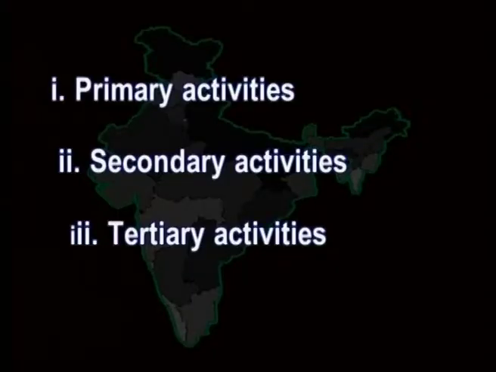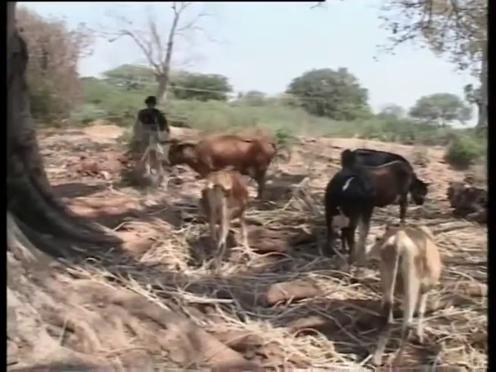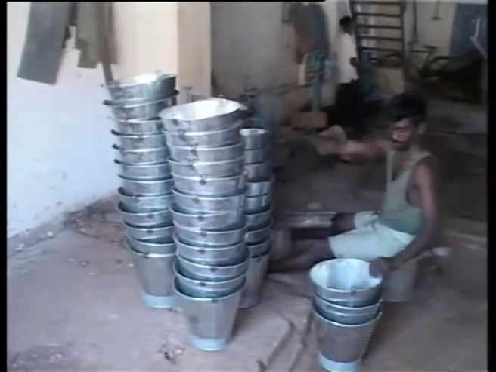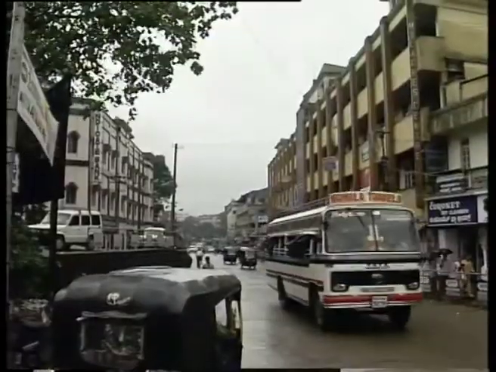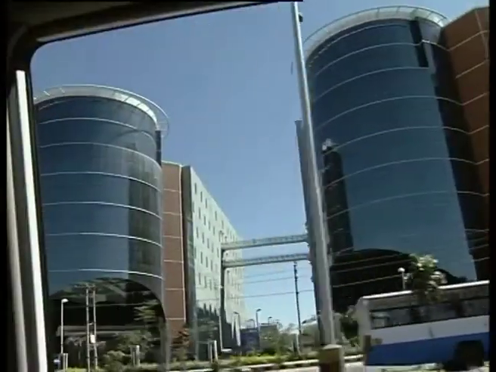Occupational structure is the distribution of a country's population in accordance with its various occupations. The various occupations may be classified into three types: primary activities, secondary activities and tertiary activities. Primary activities include agriculture, animal husbandry, forestry, fishery, etc. Secondary activities include manufacturing industries, construction, etc. Tertiary activities include transport, communications, banking services, etc.